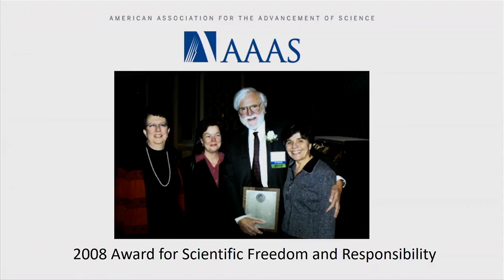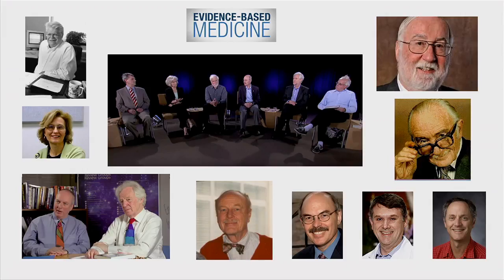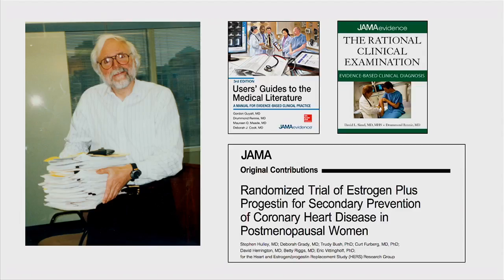For this and more, he was given the AAAS Award for Scientific Freedom and Responsibility. With the evidence-based trailblazers, leaders, colleagues, and those he admires, Drummond is one of the risk-takers, an early contributor to the EBM choirs. And at JAMA, he was a rainmaker, wrestling armfuls of manuscript files, nurturing the Users' Guide to the Medical Literature, launching the Rational Clinical Examination, and recruiting and publishing practice-changing clinical trials.